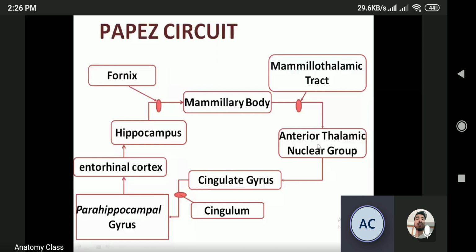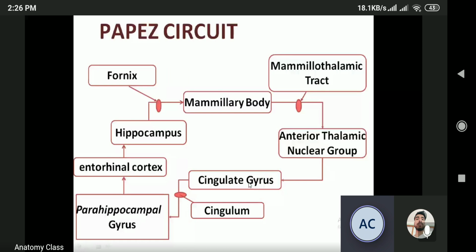The anterior thalamic nuclei next project to the cingulate gyrus, which in turn projects to the parahippocampal gyrus through the cingulum. Then the parahippocampal gyrus projects to the entorhinal cortex, and from the entorhinal cortex to the hippocampal formation, completing the circle. According to some authors, you may find fibers projected directly from the cingulate gyrus to the hippocampus. So don't get confused, overall the circuit is the same.